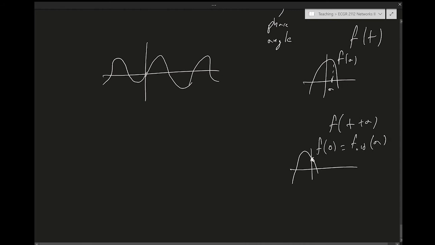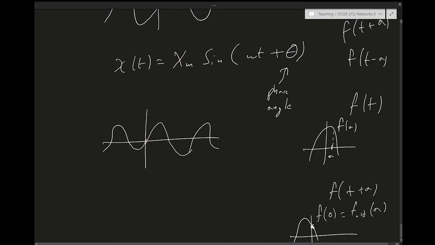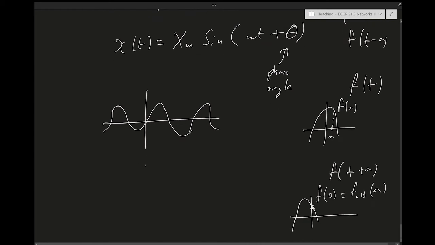Same thing here. I'm shifting by an angle theta, meaning I shift to the right. So it's going to look something like this now, my sine.